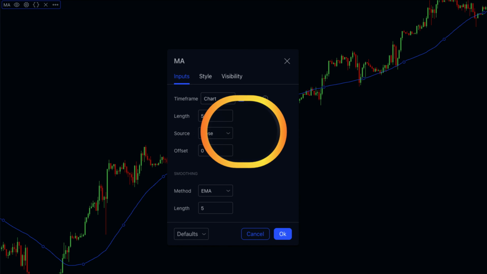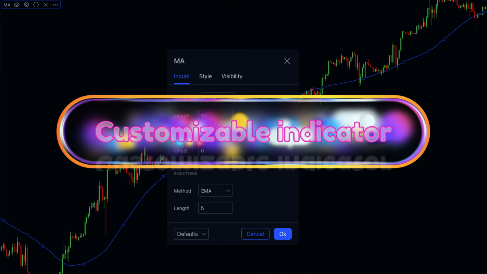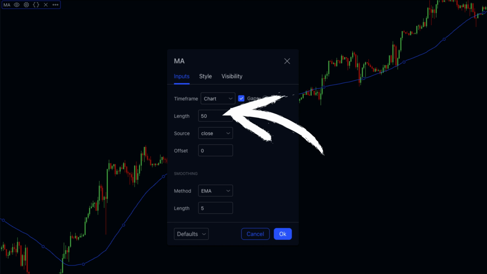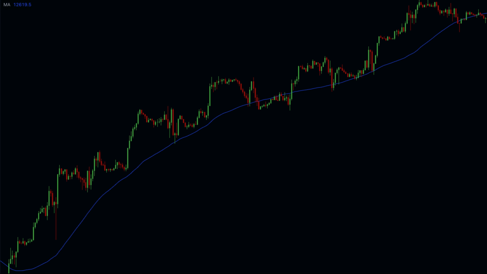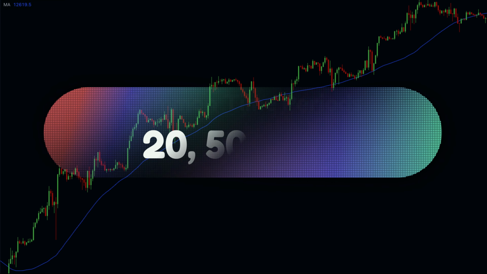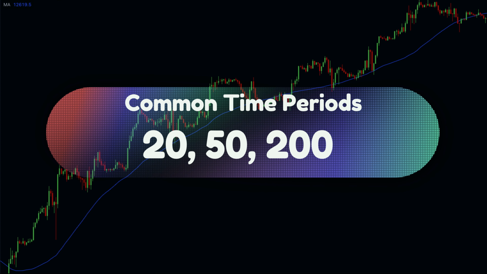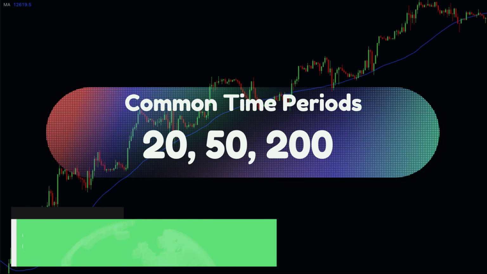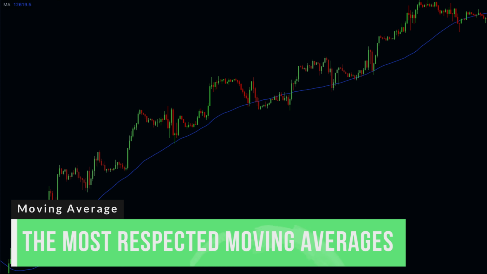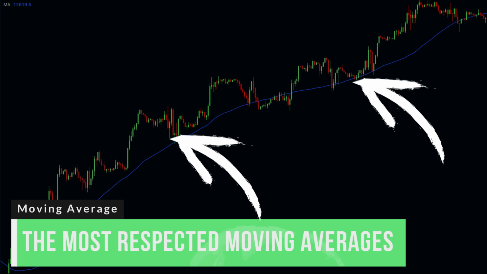Moving averages are a totally customizable indicator, which means that a trader can freely choose whatever time frame they want when calculating an average. The most common time periods used in moving averages are 20, 50, and 200 period moving average, because these are the most respected moving averages by traders around the world, so you can very often see a lot of movement in these areas.